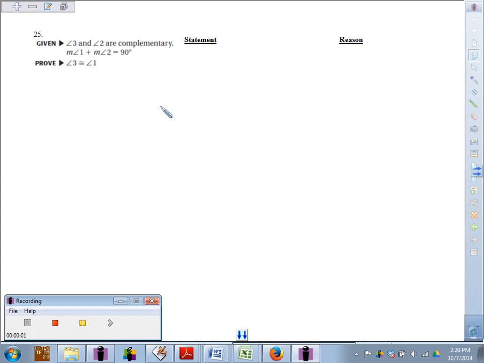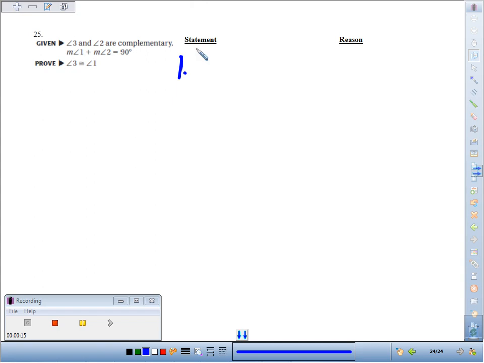Number 25, given angle 3 and angle 2 are complementary, and the measure of angle 1 plus the measure of angle 2 equals 90 degrees, prove that angle 3 is congruent to angle 1. There's two ways to prove it. I'm going to do the longer proof first. So I'd start out by providing the given information.